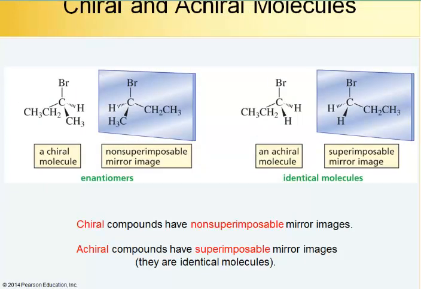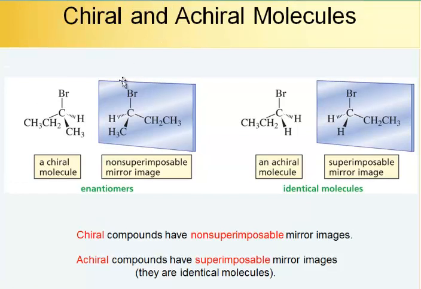So when you're looking for chiral and achiral molecules, you're looking for its mirror image, and you're looking to see if it's superimposable or not. An enantiomer pair is two chiral molecules with non-superimposable mirror images. An achiral molecule, however, has its mirror image. See this, there are two hydrogens here, and its mirror image is actually the identical molecule. In your lab, you'll practice some of these with your molecular model kit.